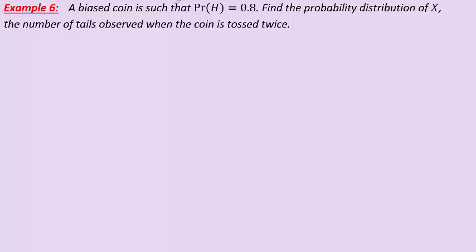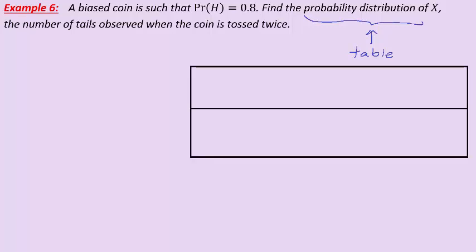Our next question asks us about a biased coin. So what's happening is that each outcome is not equally likely. It asks us to make a probability distribution, so that means we need to create a table. And there it is. But we need to know what we're going to put in the table here.